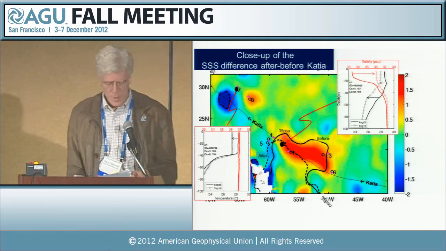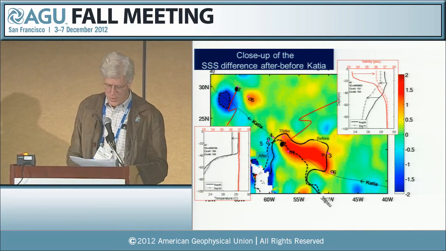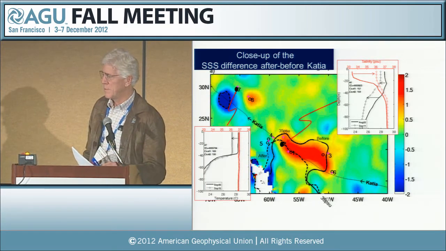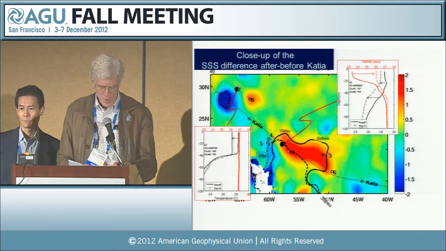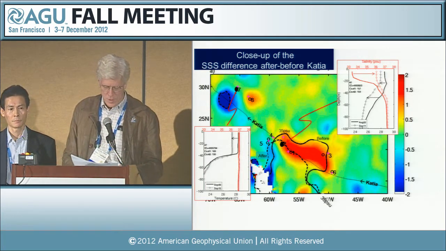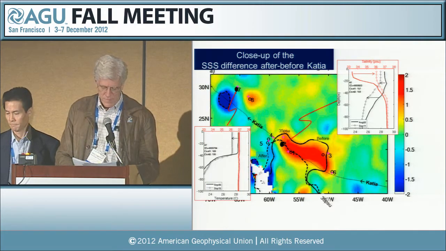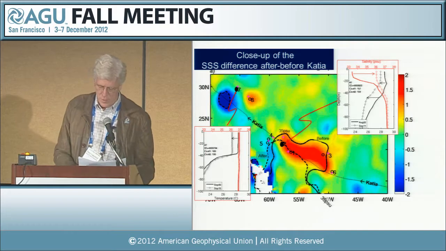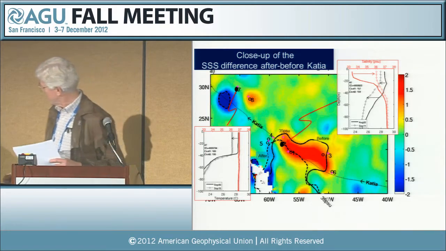All right, now let me introduce the next talk. This is by Tony Lee, and this is another one of the talks that relates to the presentation I made this morning, where I highlighted some early results. This is on how Aquarius reveals salinity structure of tropical instability waves. It's by Tony Lee and a number of co-authors. Okay, Tony?